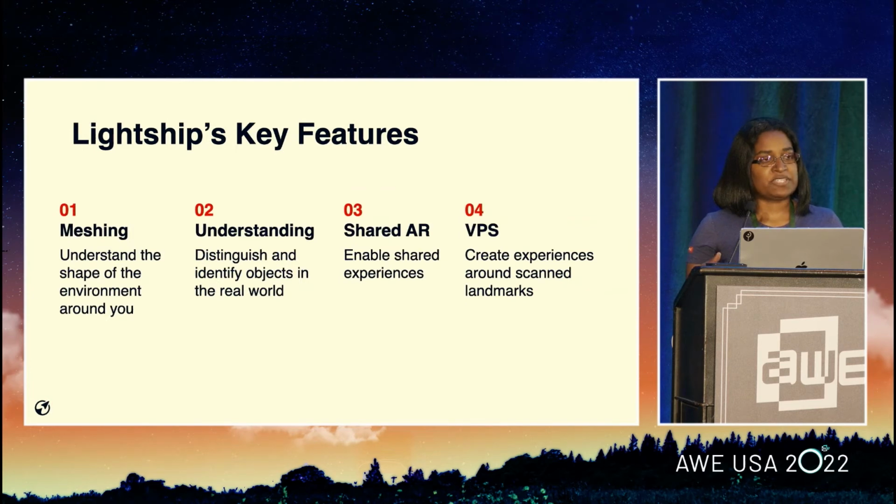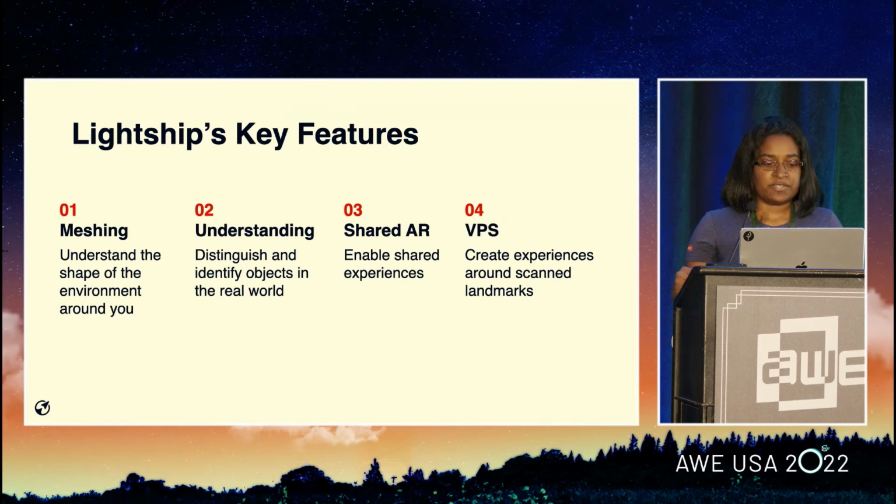So going over some of Lightship's key features, at the basis of everything is meshing. Meshing allows us to understand the shape of the environment around the user, which is the baseline at which AR experiences are created. Hand in hand with meshing comes understanding, which allows us to distinguish among and identify objects in the real world so that we can accurately depict how our AR objects should behave in the real-world environment.